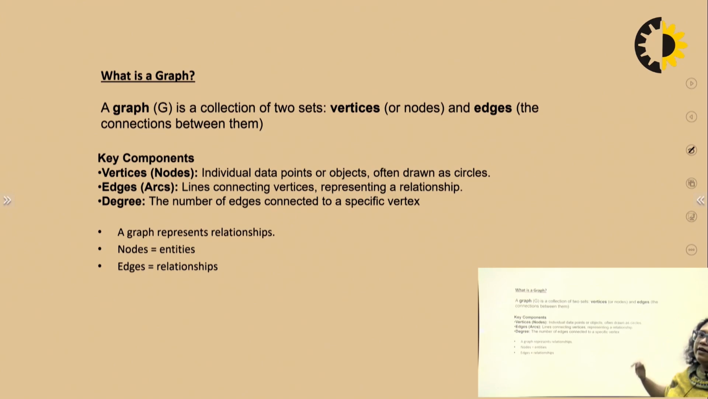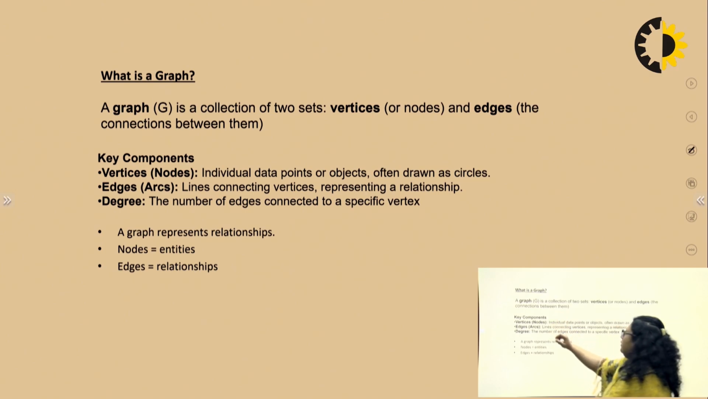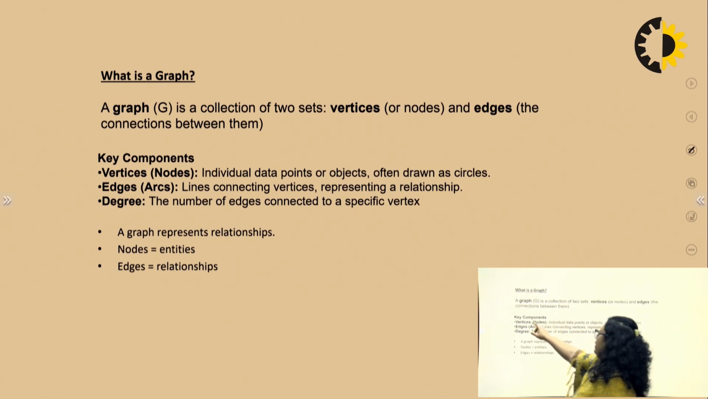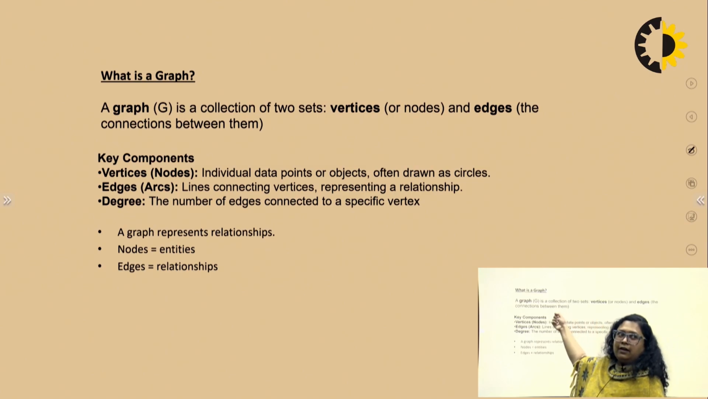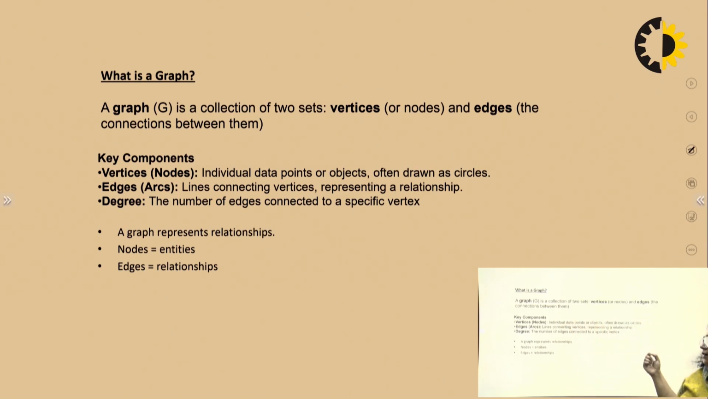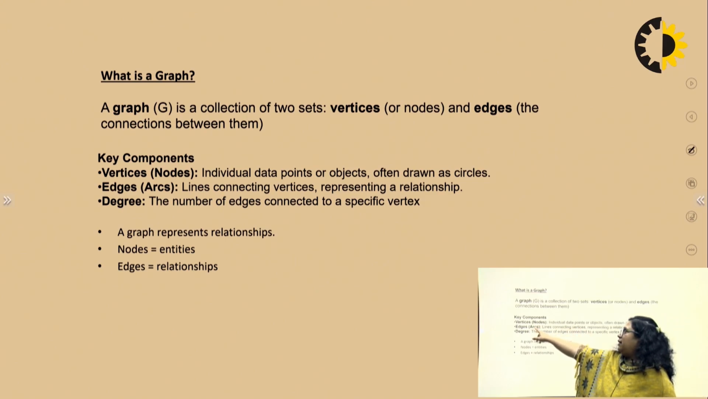So, first of all, what is a graph? A graph is basically a collection of vertices, or we can say nodes also, and edges. Edges are the connection between two nodes, or two vertices. So what are the key components of graphs? Nodes. Nodes are represented by vertices also. Nodes are individual data points or objects, often drawn as circles, and can also be used to represent cities. Edges are represented by arcs, and edges represent the distance between two nodes.